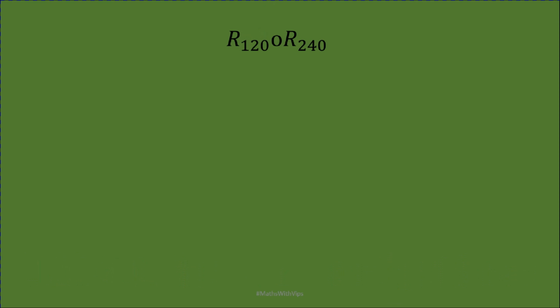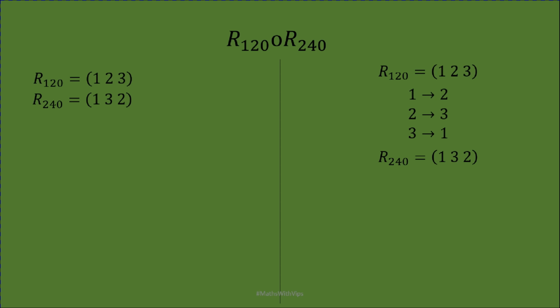To proceed, let us see how we can compose two elements of S3. I have taken an example of R120 and R240, and we will try to compose them and see what the output is. To begin with, R120 is the permutation (1 2 3), which means that 1 goes to 2, 2 goes to 3 and 3 goes to 1. On the same lines, in R240, 1 goes to 3, 3 goes to 2 and 2 goes to 1.